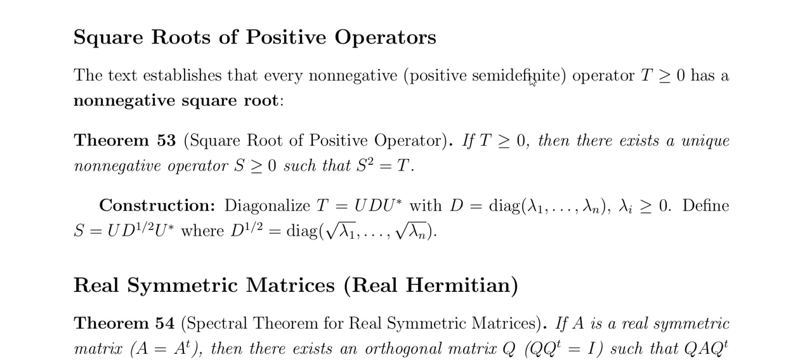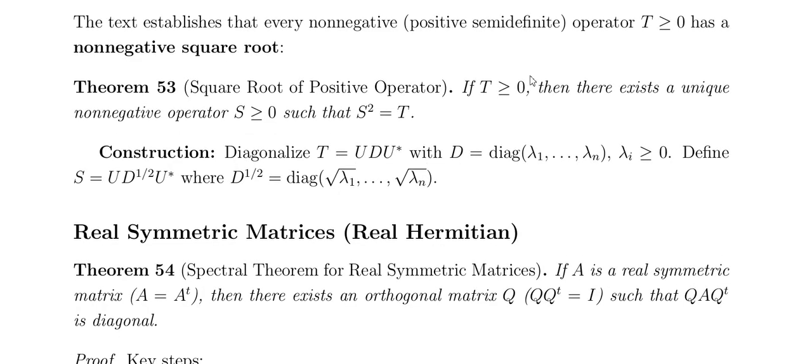And the square root of the positive operator: every non-negative, positive semi-definite operator has a non-negative square root. So T greater than or equal to 0, that is a non-negative operator, and there exists a unique non-negative operator S greater than or equal to 0 such that S square is equal to T. These are very important in the case of difficult question sets.